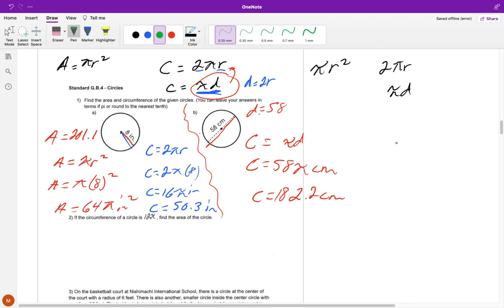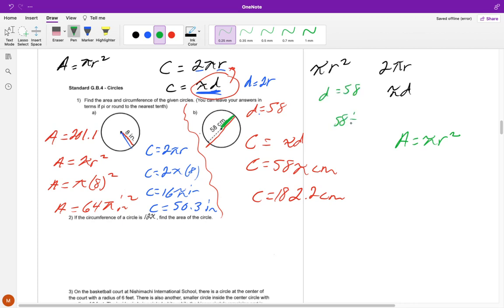And then if I wanted to find our area, it is equal to pi r squared. So then we do need to say, okay, the diameter is the distance from one end of the circle to the other, and if I need to know my radius, that's half of it. So that means our diameter was equal to 58.